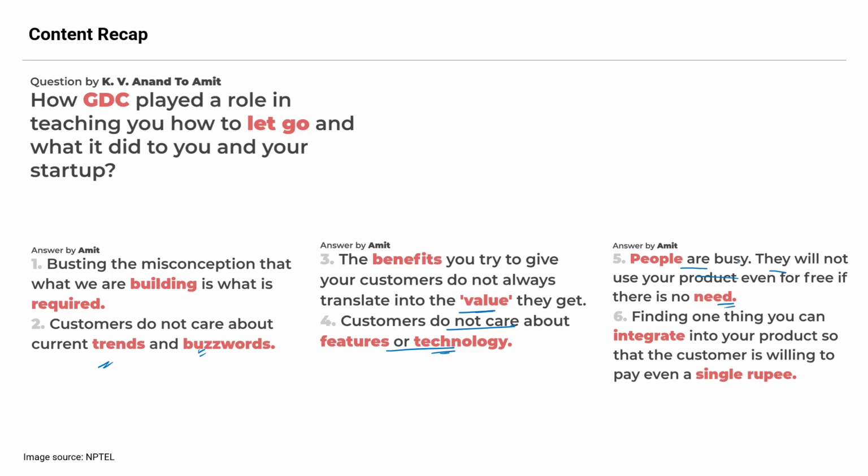Okay. So getting to onboard somebody is very difficult because everybody is very busy. Our lives are very busy. And in this particular scenario, it has been really rushing around. Finding one thing that you can integrate in your product so that the customer is willing to pay even a single rupee. Okay, so to get the money out of the consumer is also very challenging. So you need to have that power in your design that the people are willing to invest to buy your product, to buy your service.